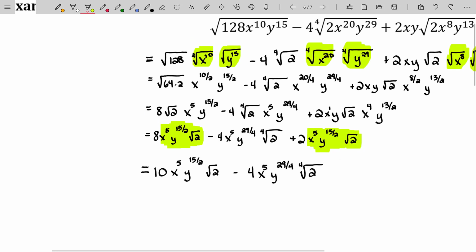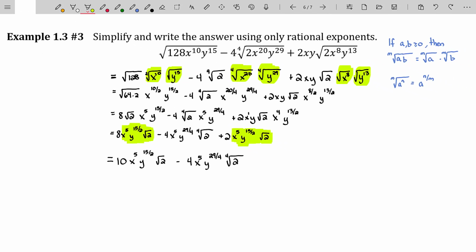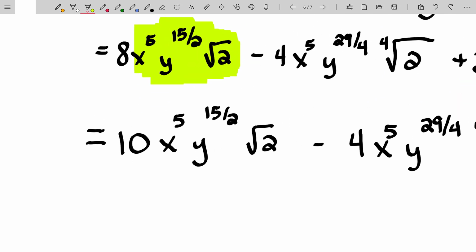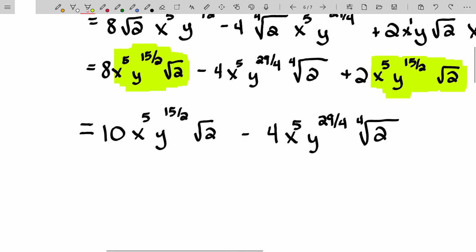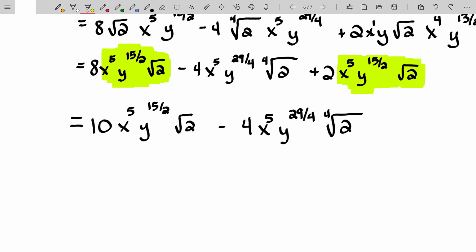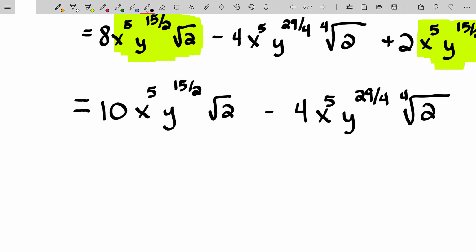Now going back to the instructions, let's just see. Simplify and write the answers using only rational exponents. Technically, we have not finished this because that square root of 2 is not written in terms of rational exponents, so we might as well do that. Let's rewrite that square root of 2 and the 4th root of 2 in terms of rational exponents. And when you do that, you do not have to leave that root 2 on the back end. You can actually move it right next to the 10. I'll showcase what I mean.